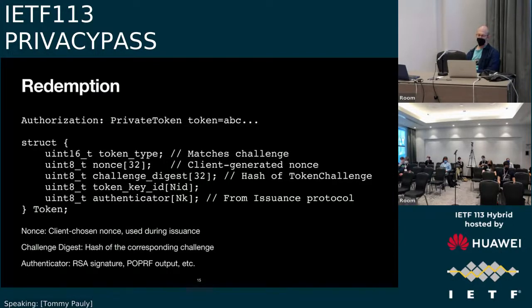There is now a client-generated nonce, which is a true nonce that is used to make sure that this is a unique token as part of the issuance protocol. There's a hash of the challenge structure. There is the token key ID used, and then there are all the bytes that are specific to the issuance protocol. This is based on the RSA blind signature, the OPRF, etc.